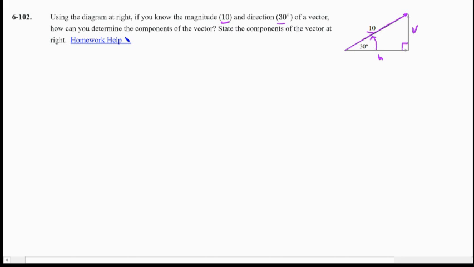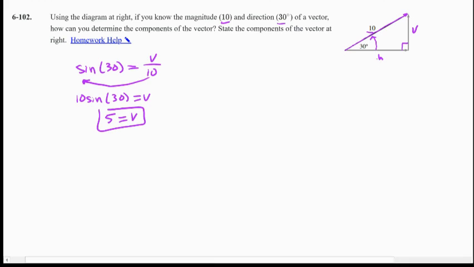So if I were to try and solve for the vertical component, I would just use sine, because sine of an angle is equal to the opposite over the hypotenuse. So if I were to multiply 10 on both sides, I get 10 sine of 30 is equal to my vertical component, which in this case, if you plug it into a calculator, you get 5.